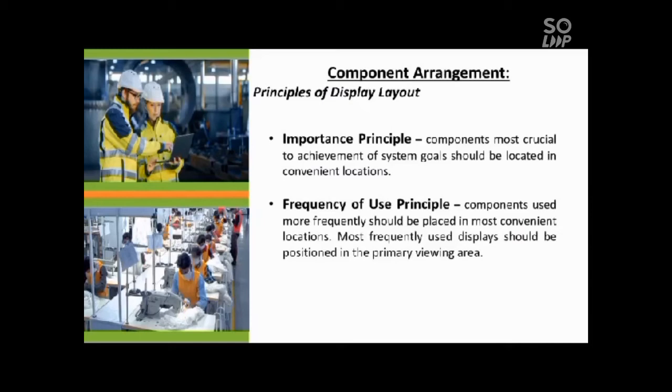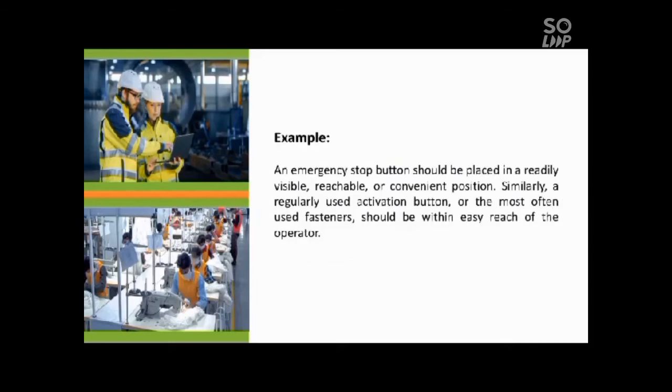The most important components, as determined by overall goals or objectives, or the most frequently used components, should be placed in the most convenient locations. For example, an emergency stop button should be placed in a readily visible, reachable, or convenient position. Similarly, a regularly used activation button or the most often used fasteners should be within easy reach of the operator.